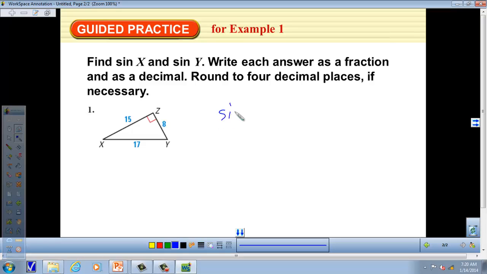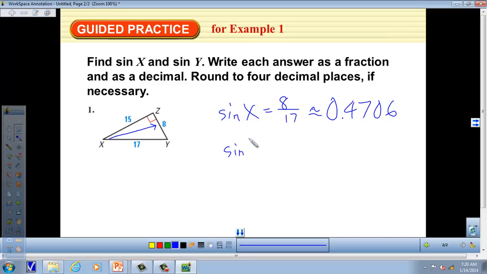So sine of X, we're doing still opposite over hypotenuse. So there's opposite, hypotenuse is the longest side, opposite the right angle. So this would be 8 over 17. Again, we can't reduce that, so we're going to just do 8 divided by 17, and we get 0.4706, and that is approximate.